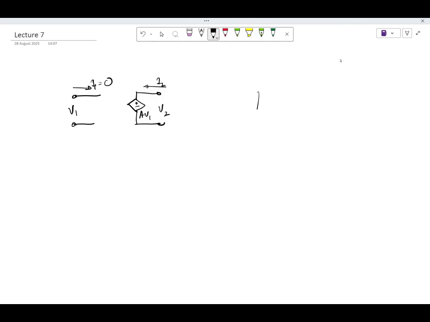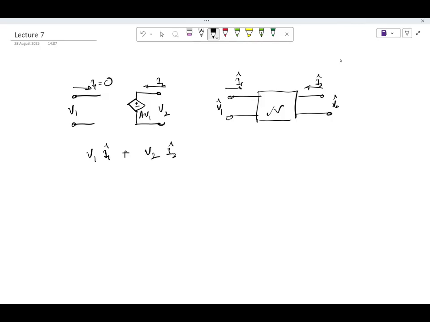So we were trying to figure out a hatted network here. What should this inter-reciprocal network look like? We use Tellegen's theorem. Simply writing it, V1 times I1 hat plus V2 times I2 hat becomes equal to V1 hat times I1, which is 0, plus V2 hat times I2.